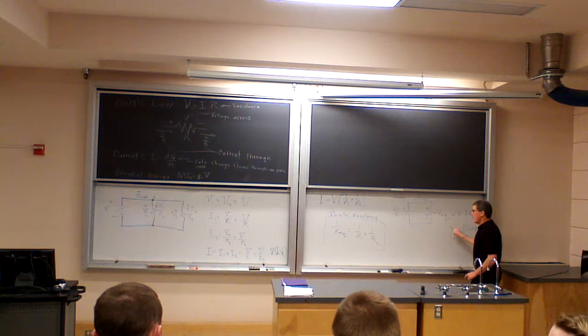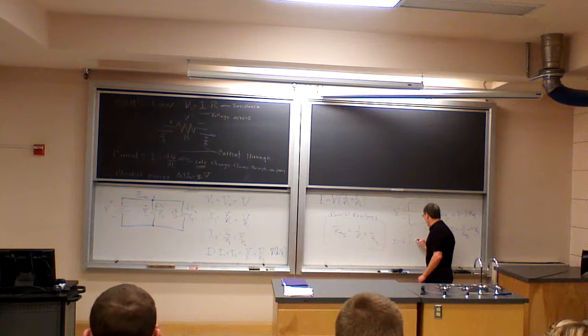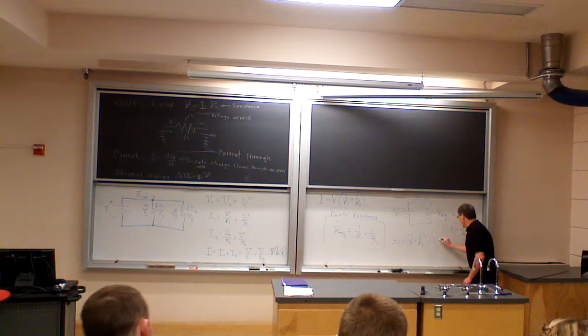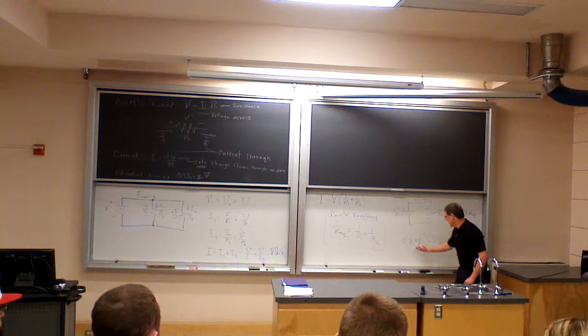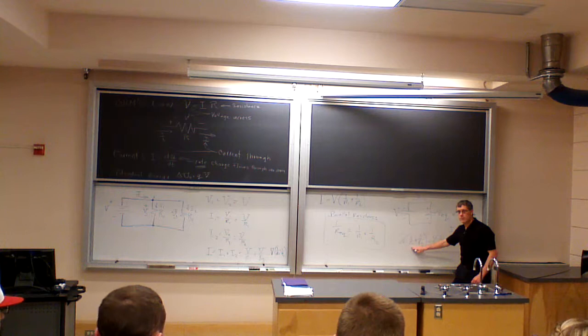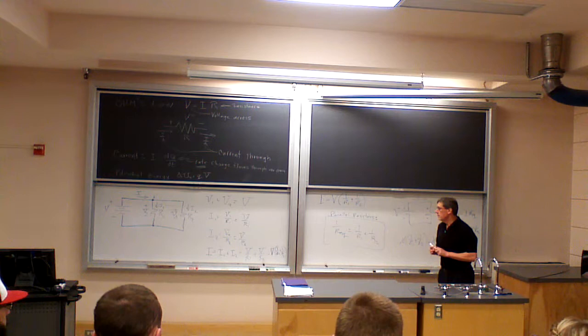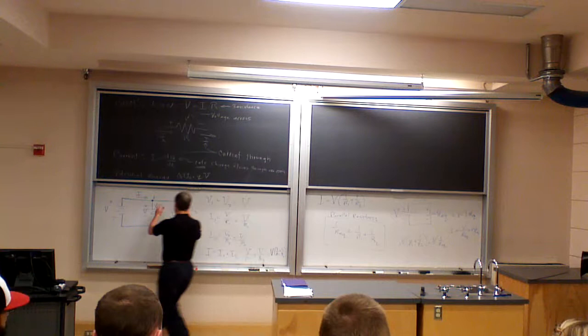If we take I here, let's put this up here. I equals V times 1 over R1 plus 1 over R2, equals V times 1 over R equivalent. Let's get rid of the I and divide both sides by V, and we're left with 1 over R equivalent equals 1 over R1 plus 1 over R2. Yeah, the math makes sense. You might think R equivalent is R1 plus R2 added together, but not when they're parallel. When they're parallel, they add up as inverses.